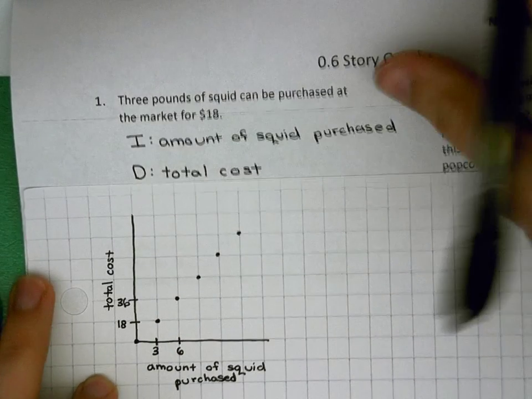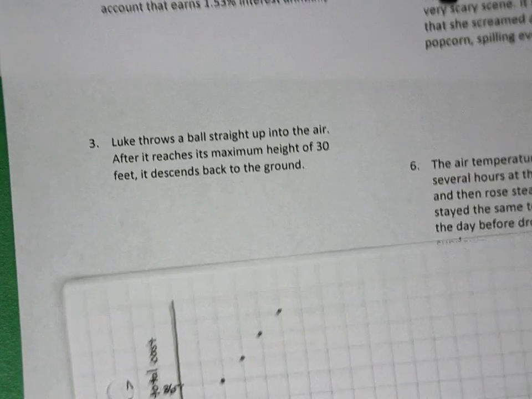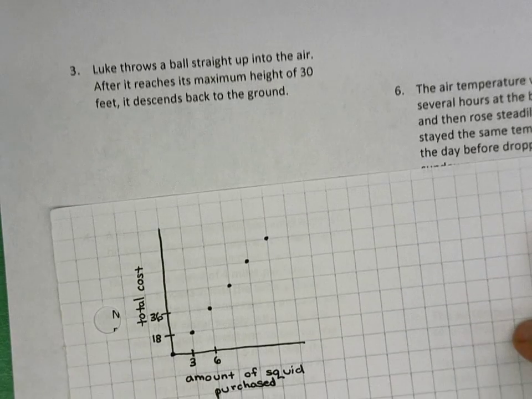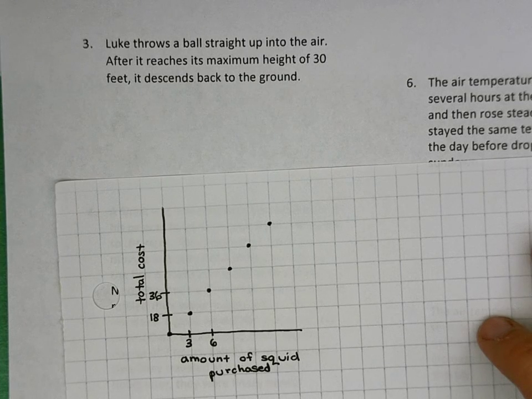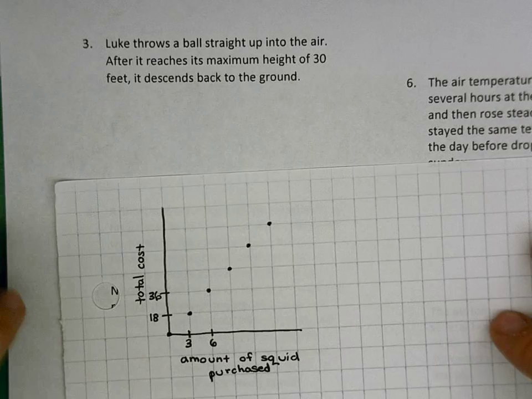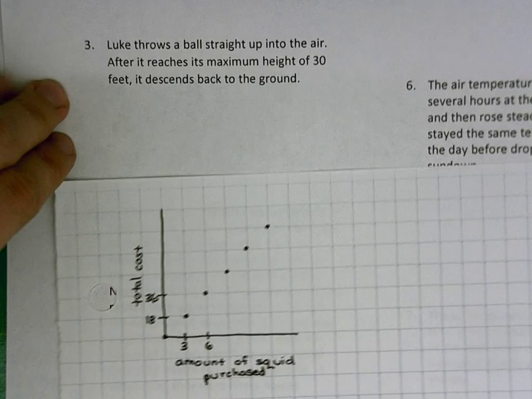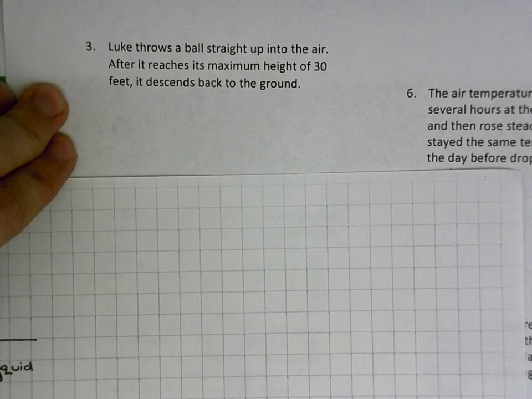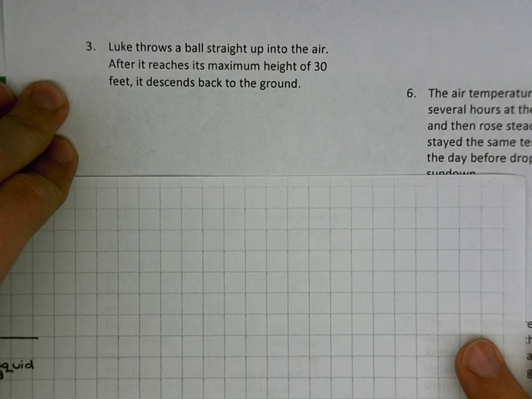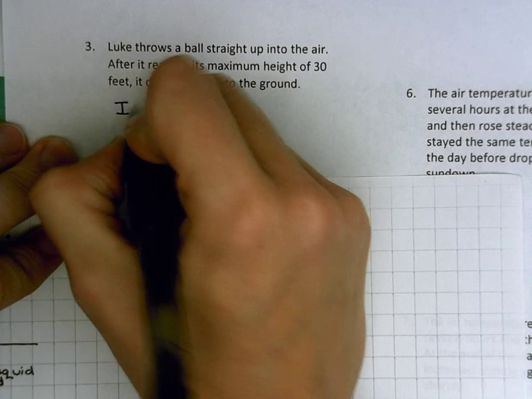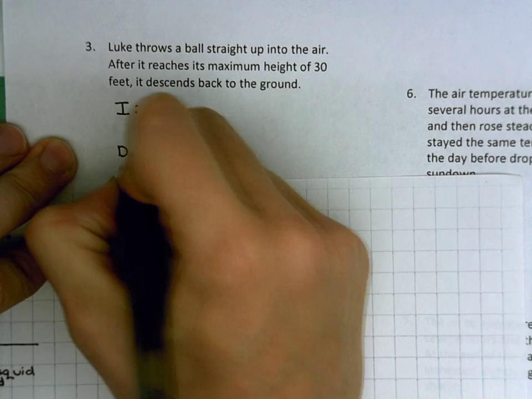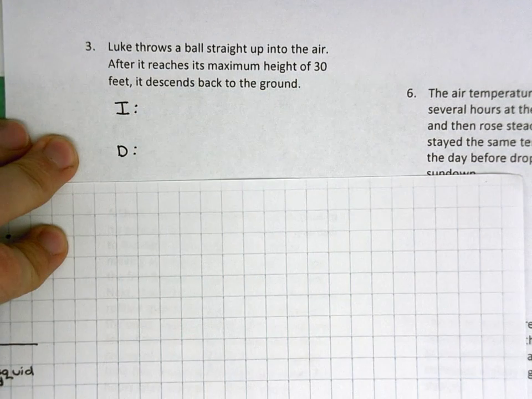Okay. Another one, let's go ahead and take a look at number 3 here. Right, number 3 says, Luke throws a ball straight up into the air. After it reaches its maximum height of 30 feet, it descends back to the ground. And so again, we start with that same question. What are my independent and dependent quantities? Remember, your independent is the one that makes the dependent change.